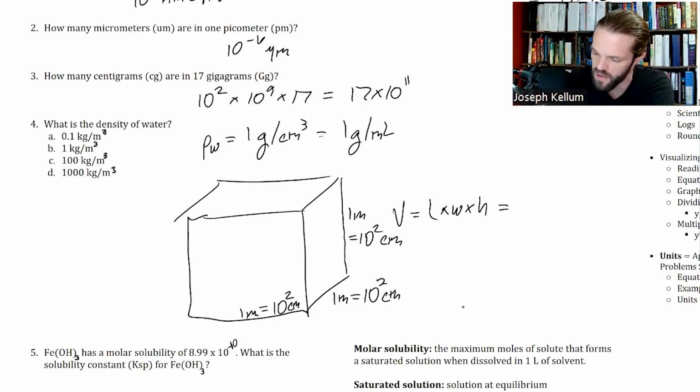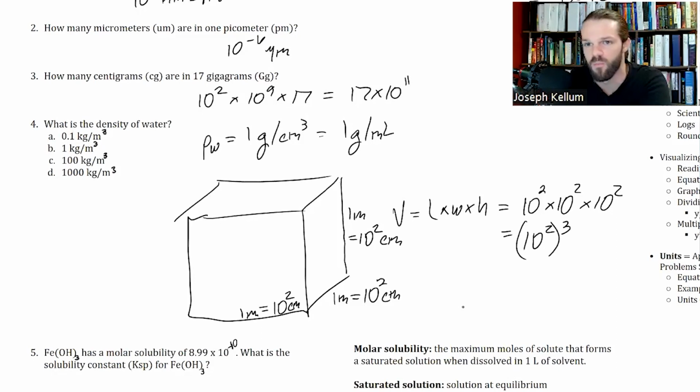And so now what we find here, whenever we take length times width times height, we've got 10 to the 2 times 10 to the 2 times 10 to the 2, right? That's basically the same as saying 10 to the 2 to the power of 3. I don't really care which way; you can do this either way. But 10 to the 2 times 10 to the 2 times 10 to the 2, well, whenever you're multiplying exponents with the same base, you can just add those exponents together. So what you find here is that this comes out to be 10 to the 6.